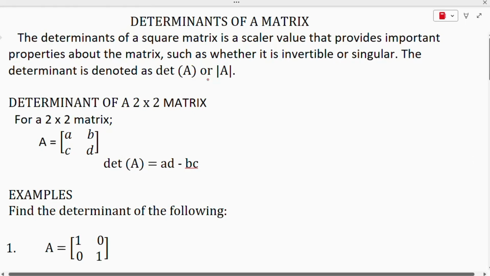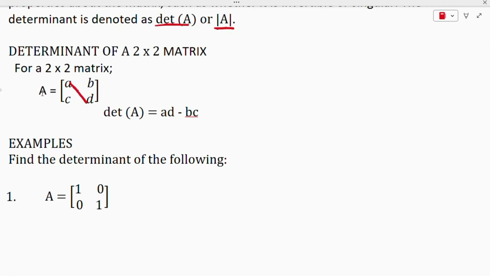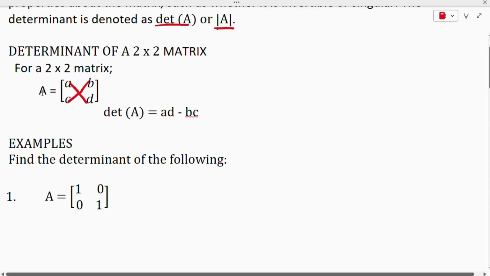The determinant is denoted by det A, or the absolute value bars around A. So you can easily denote your determinant using this format or this format right here. Now, the determinant of a 2 by 2 matrix. For a 2 by 2 matrix, if you have a matrix A, B, C, D, in order to get the determinant, all you have to do is multiply diagonally, which is you multiply A by D and you multiply B by C. That is all you have to do in a 2 by 2 matrix. So we have that det A is equal to AD minus BC. And once you do that, you have been able to find the determinant of a 2 by 2 matrix.